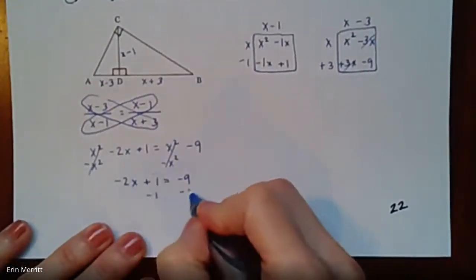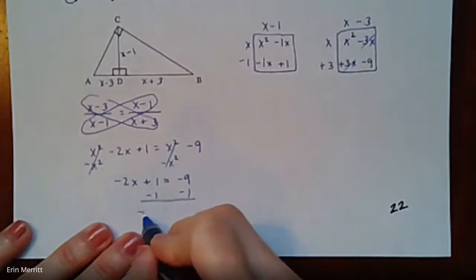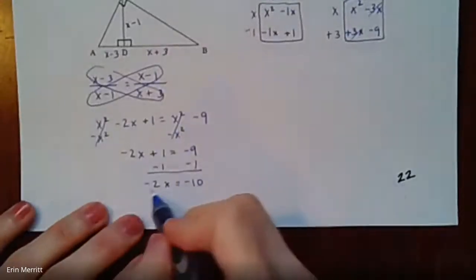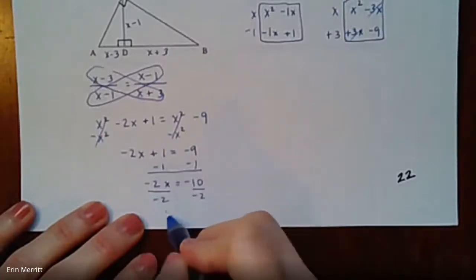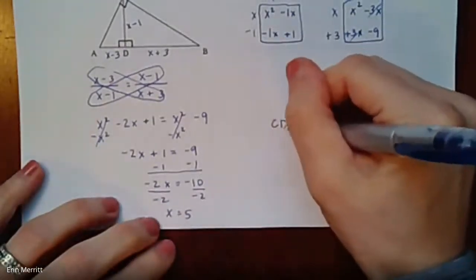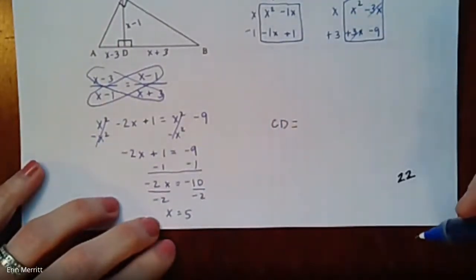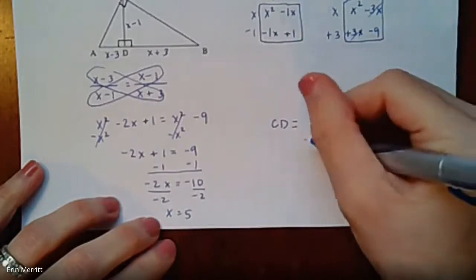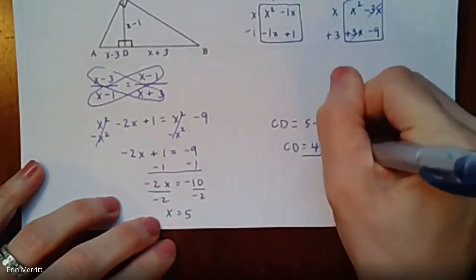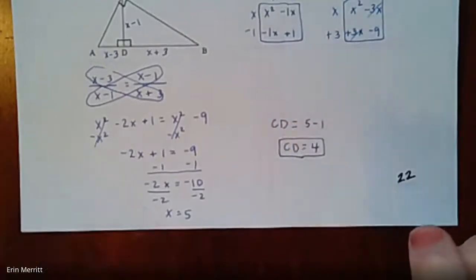So now I can get that x alone. So subtract the 1 over to get negative 10, and then divide everything by negative 2. We get x equals 5. But it's asking you specifically to find the length of CD. So you don't want to do all that work and then not answer the question. So CD is x minus 1, so then 5 minus 1. Final answer there should be CD equals 4.